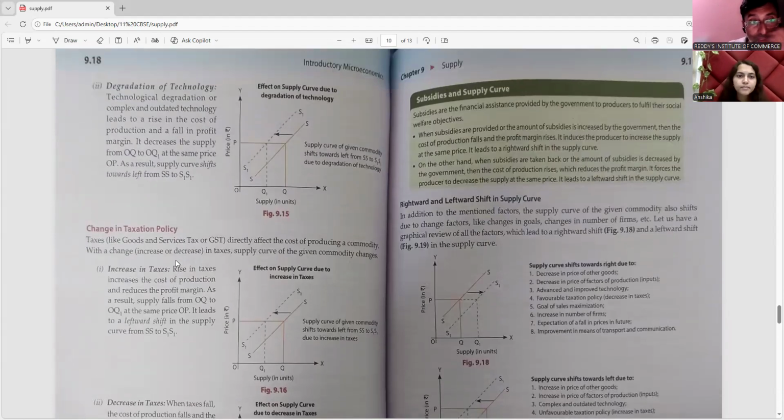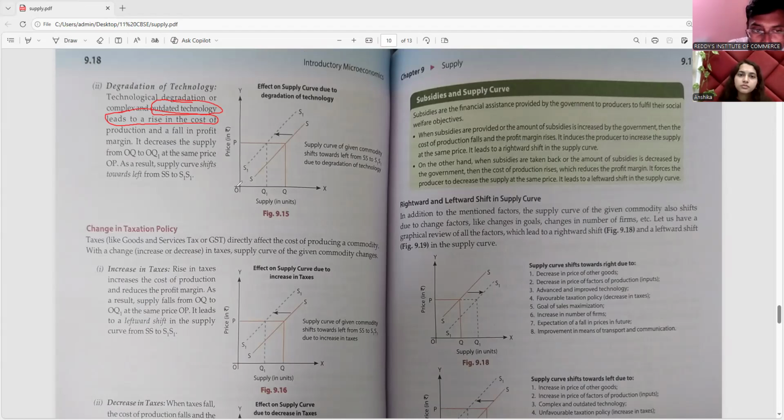Now, degradation of technology. It's again vice versa. Technological degradations are complex and outdated technology. If you are using outdated technology, it leads to a rise in the cost of production. It takes maximum cost for the purpose of manufacturing the commodity. So obviously the price charged will be the same, but you are not able to supply more.